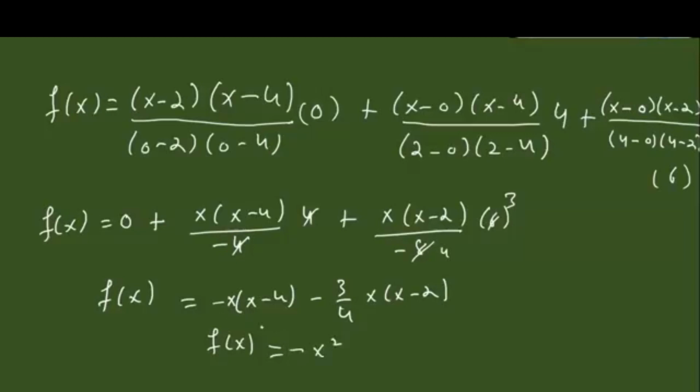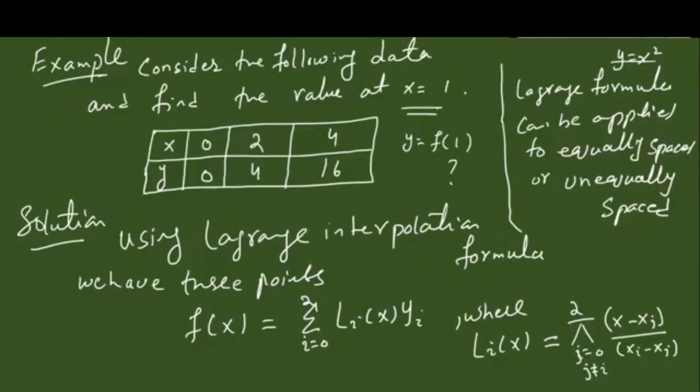x square plus 4x minus 3 by 4. I have a doubt on this part. Let's see, minus, sorry, this is 4 minus 3 by 4 x square plus 3 by 2. Okay, so we are getting this representation, and the data is following exactly a polynomial of degree 2.